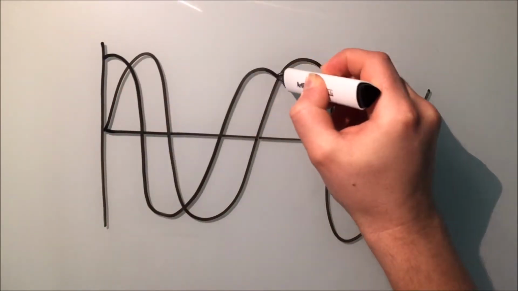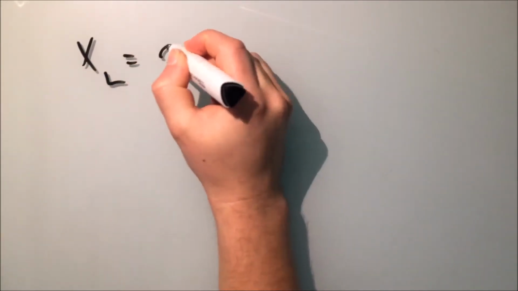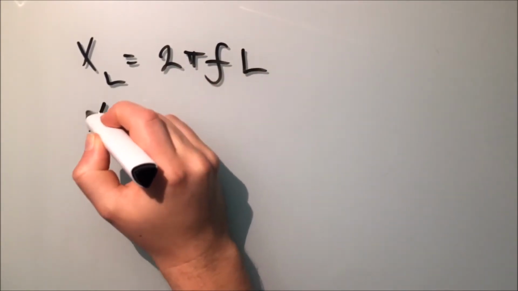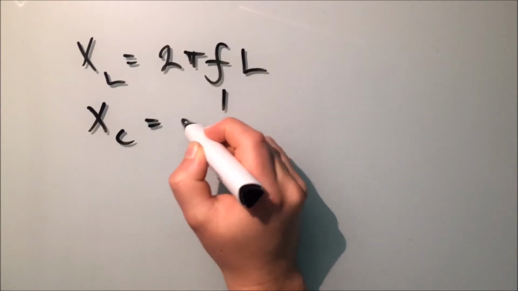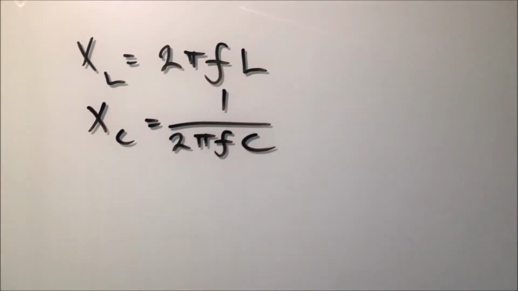So now let's talk about equations. The reactance of an inductor, XL, is given by XL equals 2 times pi times the frequency times the value of the inductor in henries. And the reactance of a capacitor is given by 1 divided by 2 times pi times the frequency times the value of the capacitor in farads.